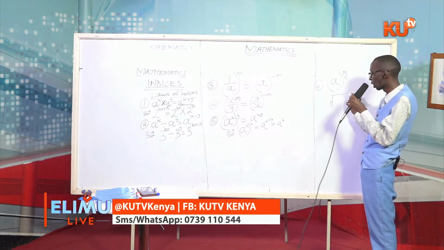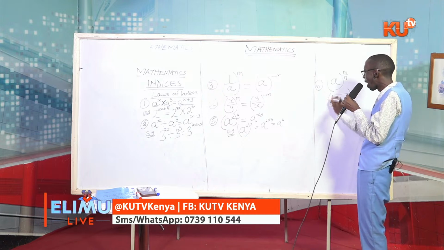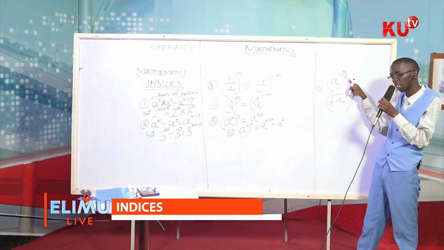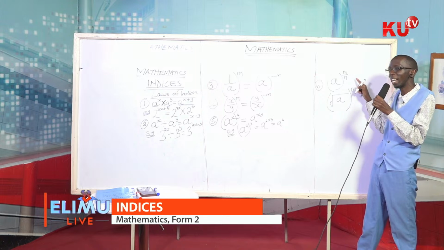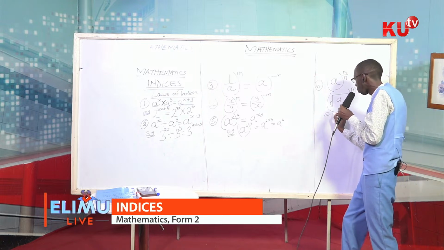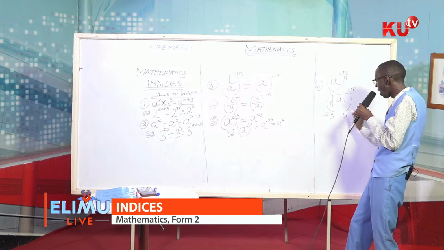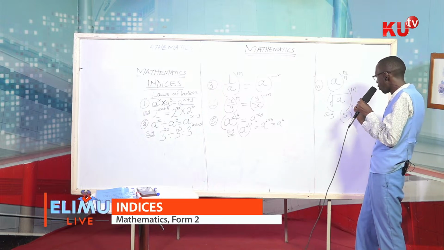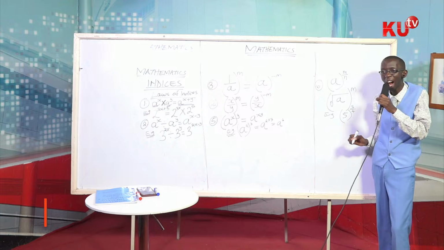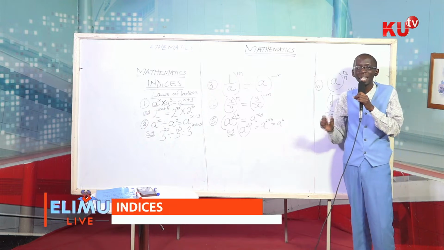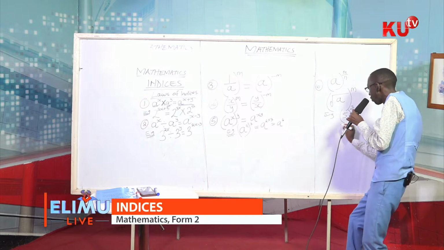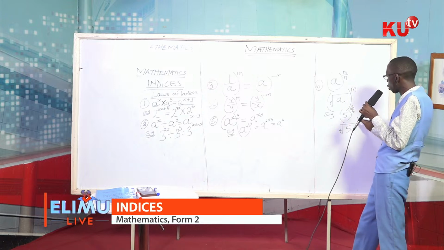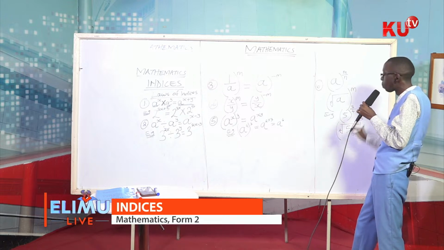That is the nth root to the power of the numerator m. The nth root, denominator's root, to the power of numerator. For example, if you have 5 to the power of 3 over 4, it is the same as the denominator's root, that is the fourth root of 5 to the power of the numerator 3.